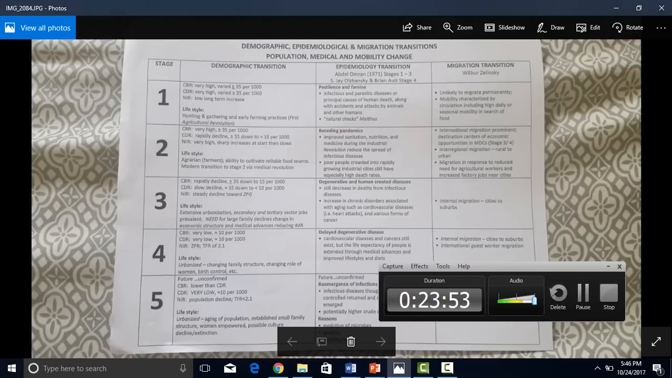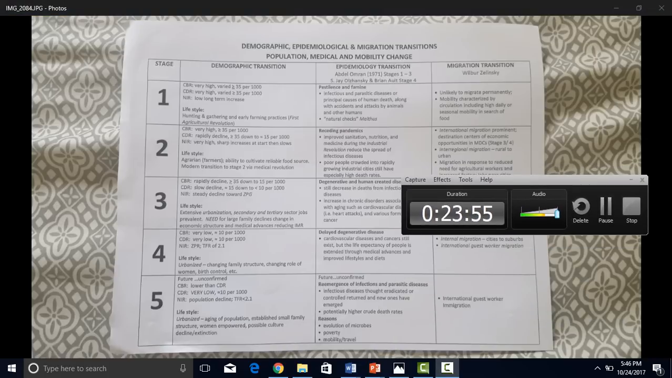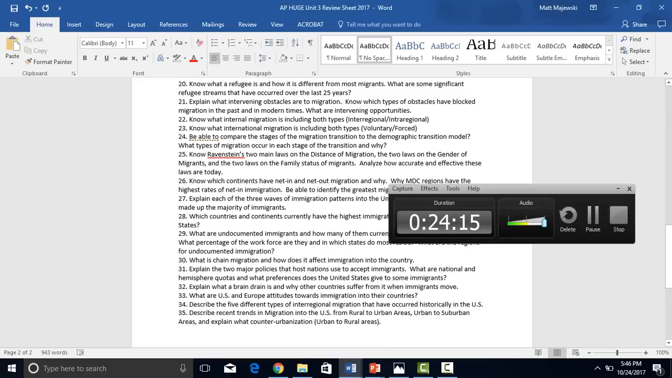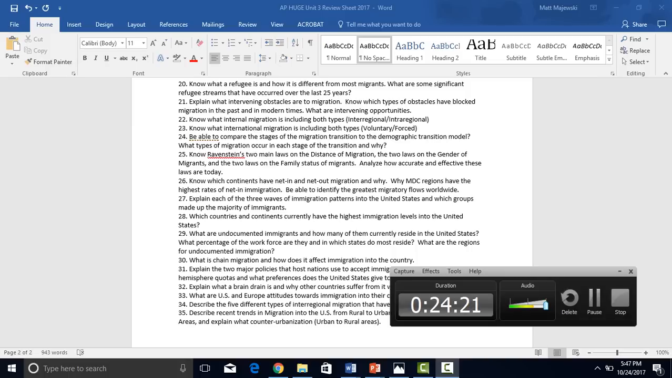All right? Stage 5, generally speaking, is not usually considered a stage in the migration transition, but if it was, stage 5 would really just be stage 4, even more extreme numbers, even more examples of that intra-regional and international migration. All right? Anyways, that is Wilbur Zelinsky's migration transition model that you had better know. All right, now we need to know Ravenstein's laws on the distance of migration.